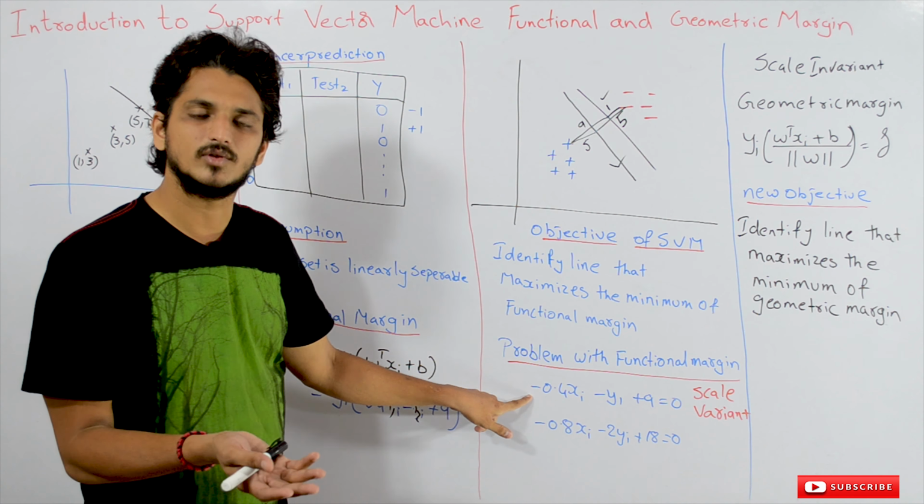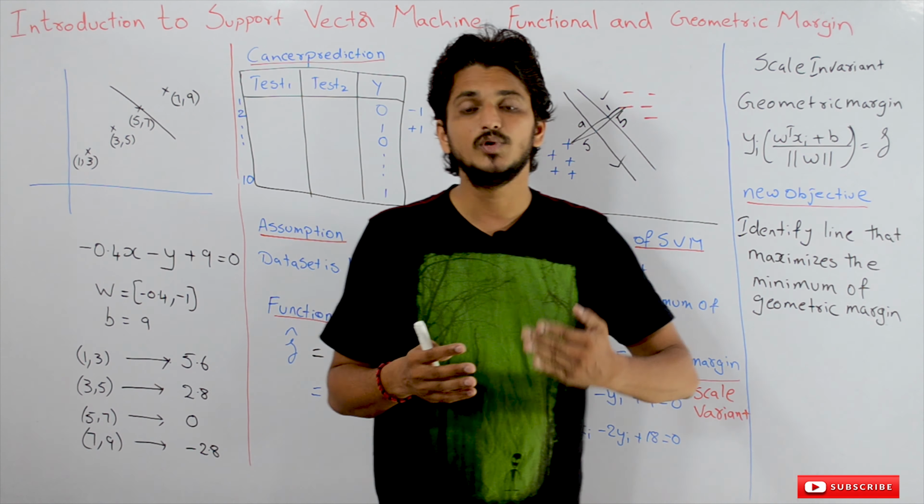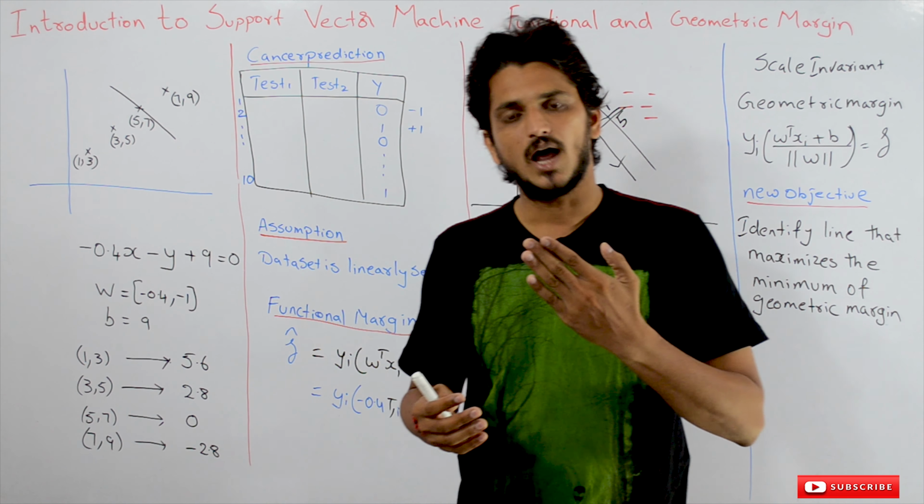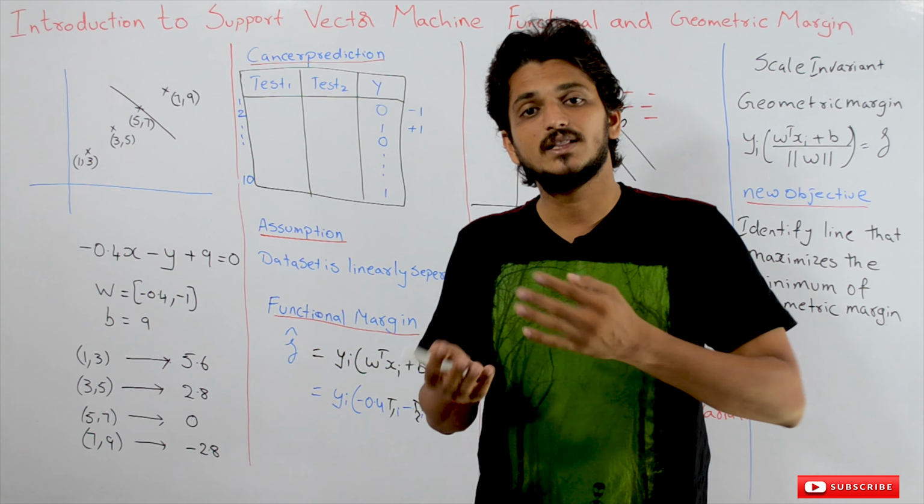So this is the important point. If you substitute the point 1,3 in this line, the value we got is 5.6. If you substitute the same 1,3 value in this equation, we will get around 10. Means for the same line equation, if you calculate the functional margin, this equation gives the larger value. One equation gives 5 and the other gives 10. Means we can scale the equation and maximize the functional margin.